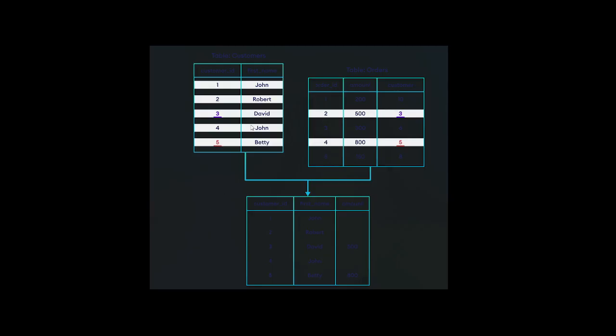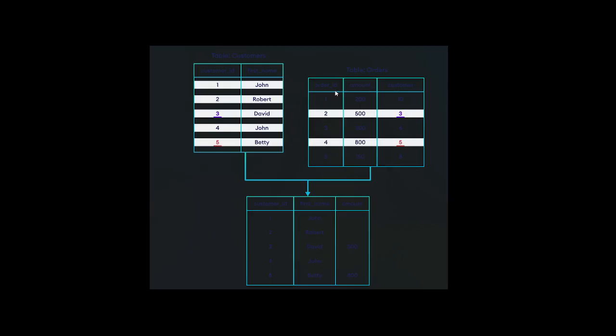Now the main thing to keep in mind when you're looking at this query is, if you've noticed the orders table, there are some customers here whose entries are not present in the customers table. Let's look at the first entry here. Order ID 1, amount 200, and customer 10, meaning this is a customer with ID 10, but this customer is not present in the customers table. Similarly, 6 and 8 are not present.